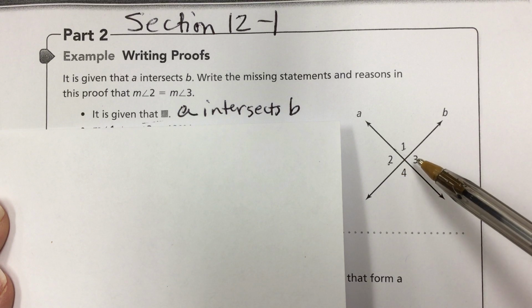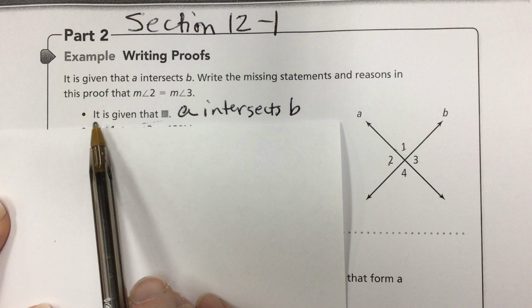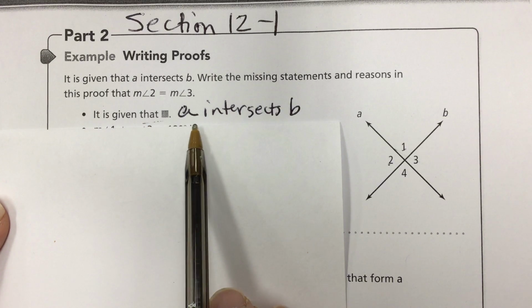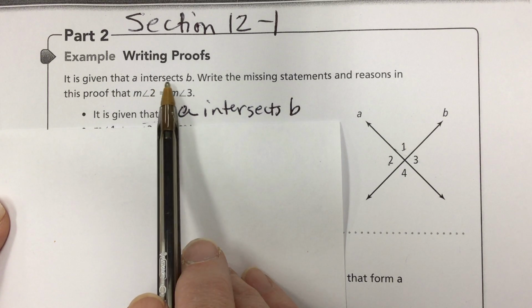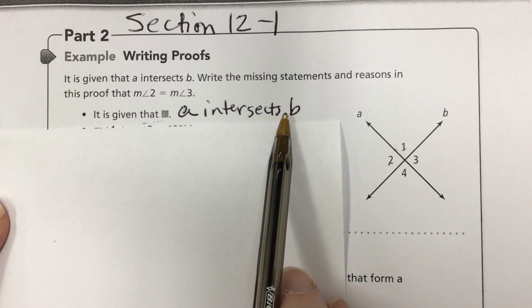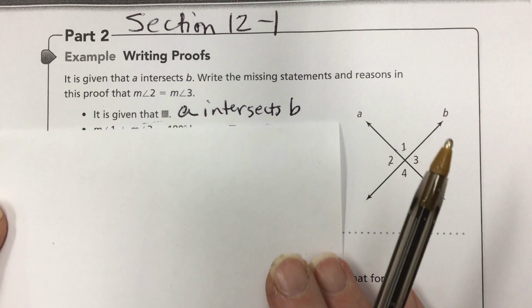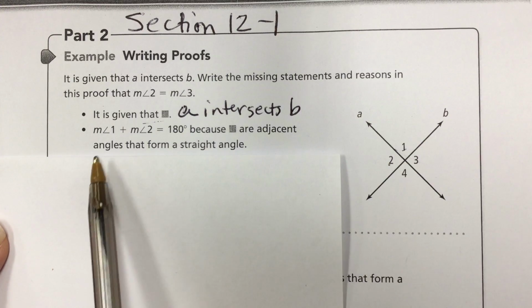The measure of angle 2 is equal to the measure of angle 3. So the first one, it is given. What is given? Well, we were given that A intersects B. So this would be your statement, A intersects B, and the reason would be given. Okay? Next, let's look at the next statement.